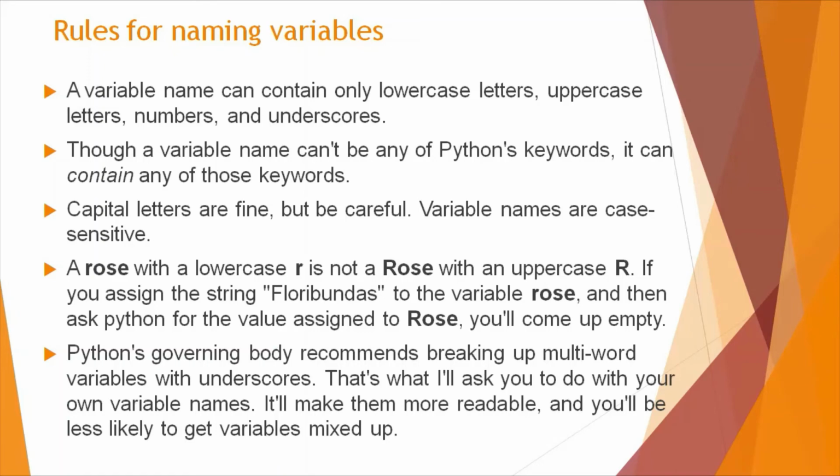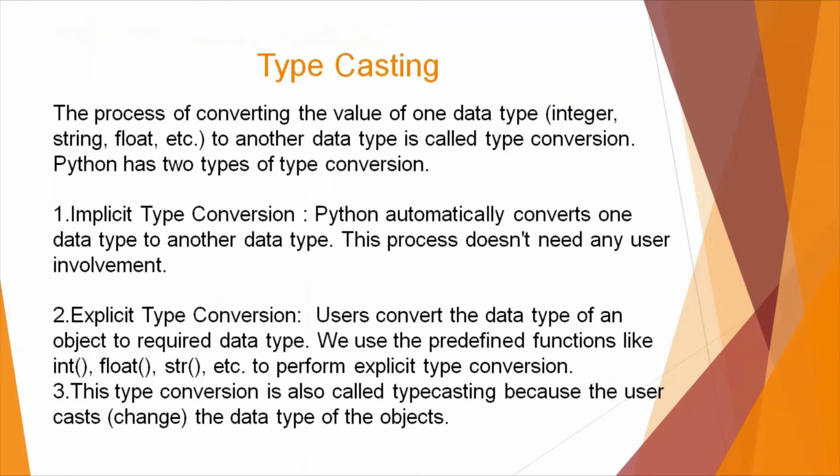Variable names are case sensitive. A rose with a lowercase r is not a Rose with an uppercase R. If you assign the string floribundus to the variable rose and then ask Python for the value assigned to Rose with the capital R, you'll come up empty. Python's governing body recommends breaking up multi-word variables with underscores. That's what I'll ask you to do with your own variable names. It will make them more readable and you'll be less likely to get variables mixed up.